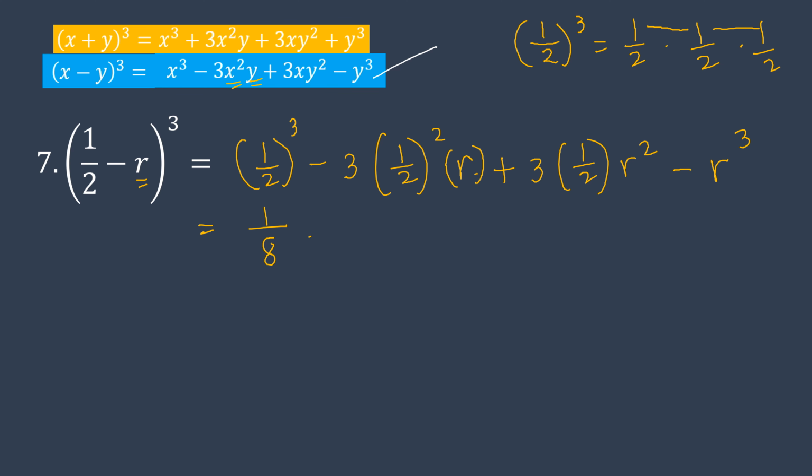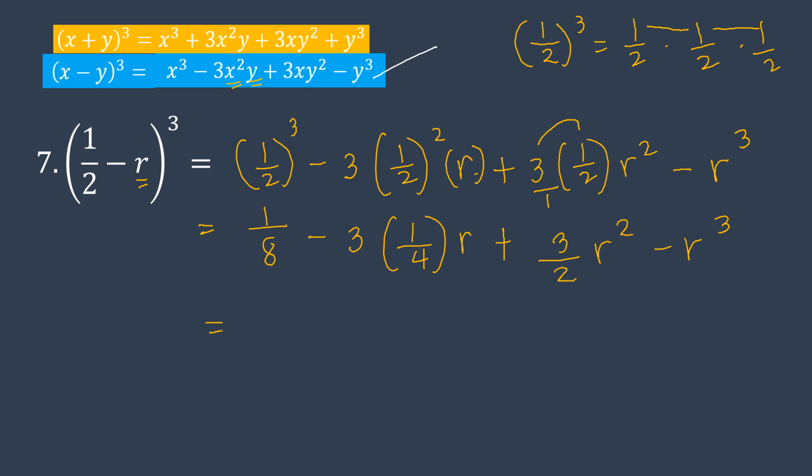Okay, we have to copy first this 3 because we still have to simplify. What is 1 half squared? This means 1 times 1 is 1 and 2 times 2 is 4. So then we just attach the r and then a plus is 3 times 1. Understood that the 3 has a denominator of 1. So this will become 3 halves. And this will be r squared minus r cubed.